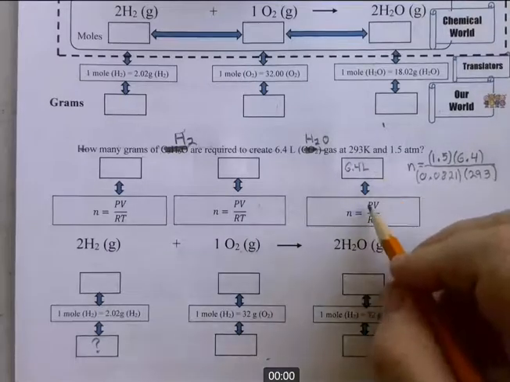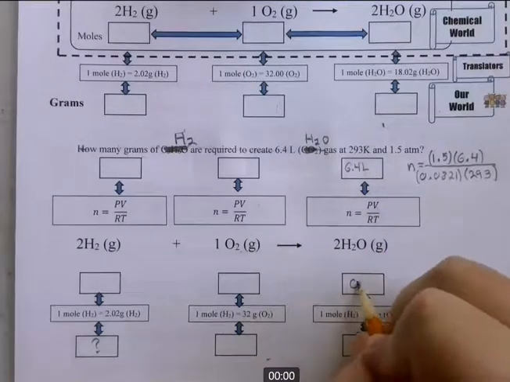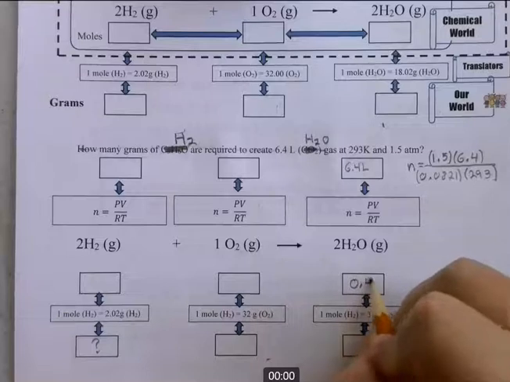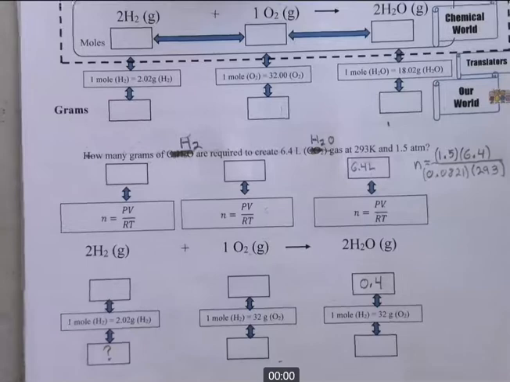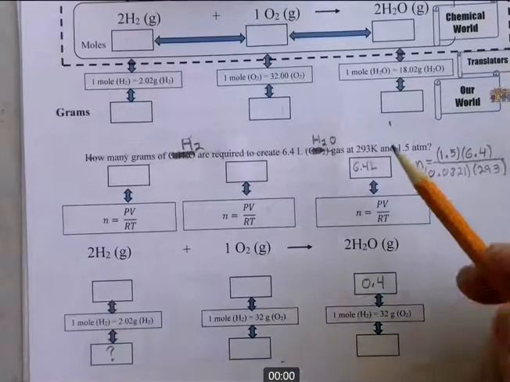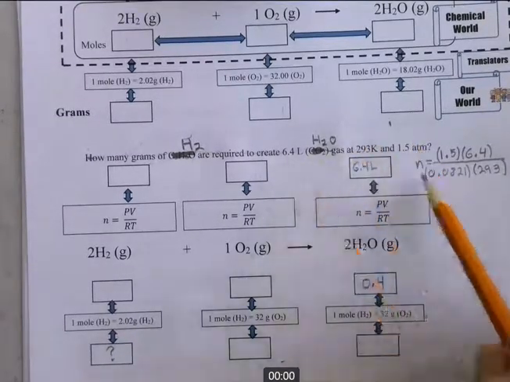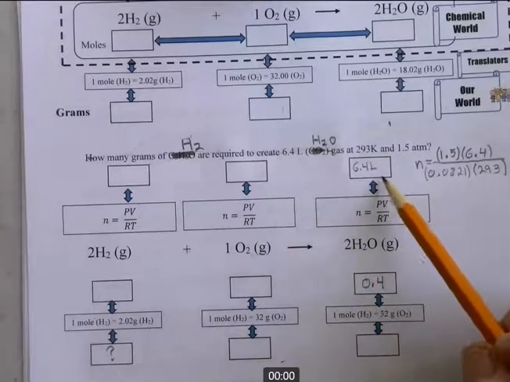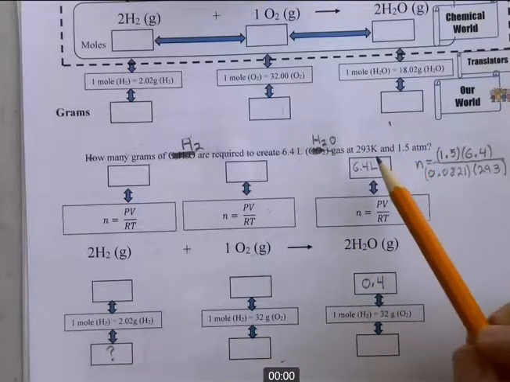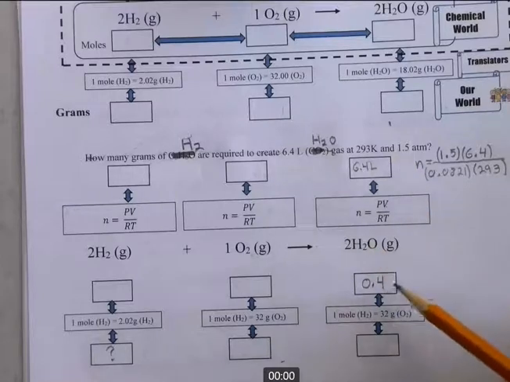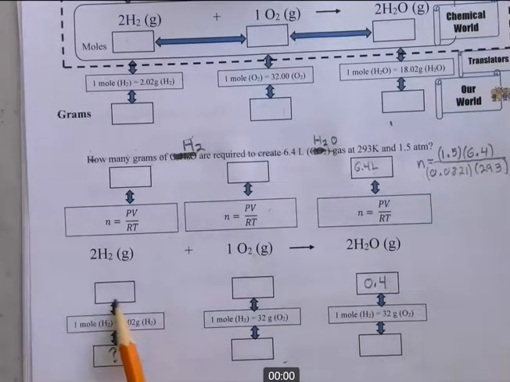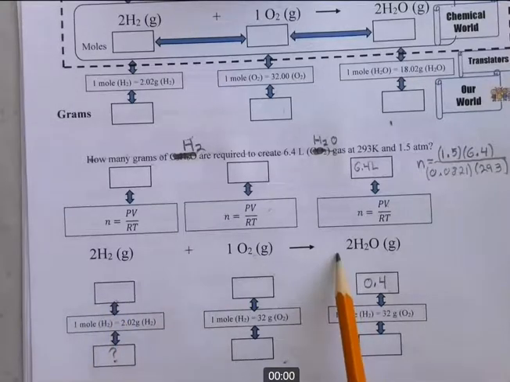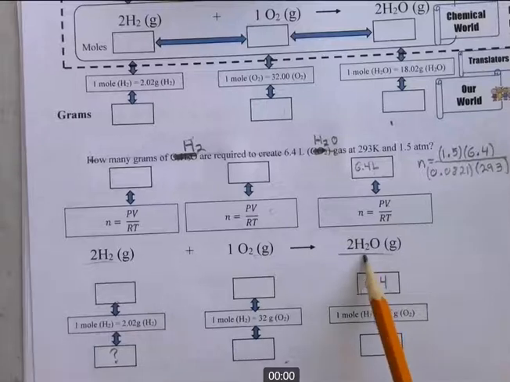So I'm going to jump down here and write it right there. That's how many moles of water we're talking about, 0.4 moles of water. Okay, so now I've converted all of this data up here into moles of water based on the pressure, temperature, and volume. And now I'm going to convert from moles of water to moles of hydrogen gas, and we see that it's a 1-to-1 relationship, 2 moles to 2 moles. So it's a pretty easy relationship.